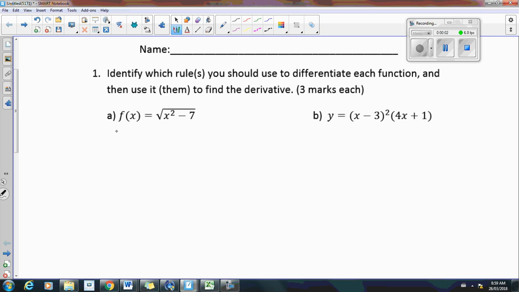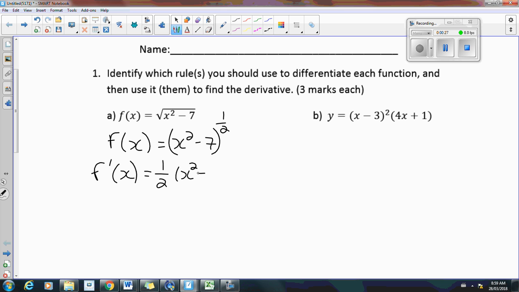Okay, so we're going to take the derivative here. So the first thing we're going to do is rewrite. So we're going to rewrite this as a power. So square root means power of 1/2. So when we take the derivative here, we need to use the chain rule, the power rule, and the sum difference rule. So we bring the 1/2 out front.